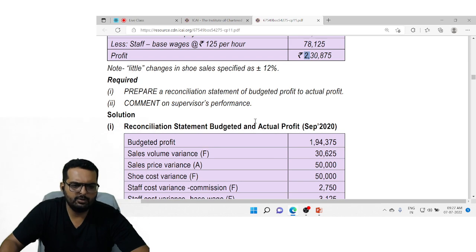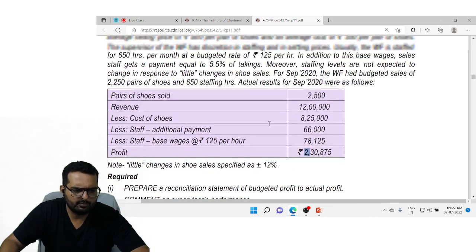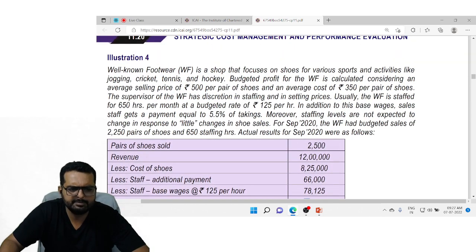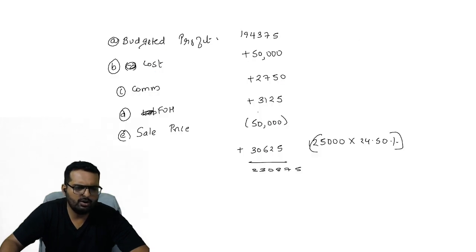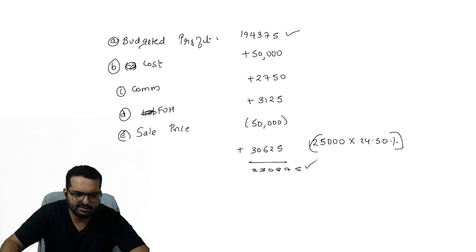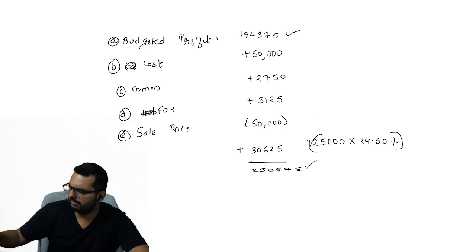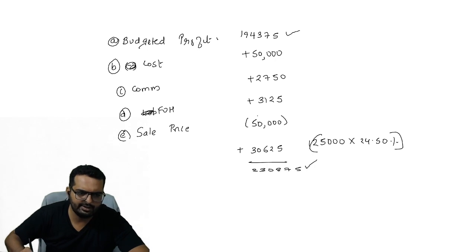They are asking you to comment on the supervisor's performance. Who is the supervisor here? Okay, they are asking overall. Overall, is the performance favorable or is it adverse, friends? Overall, the performance is favorable because the budgeted profit is 1,94,000, but in reality, it has come to 2,30,000. But there has been a fall. Where now do you have an adverse variance? Mainly, the price has come down.